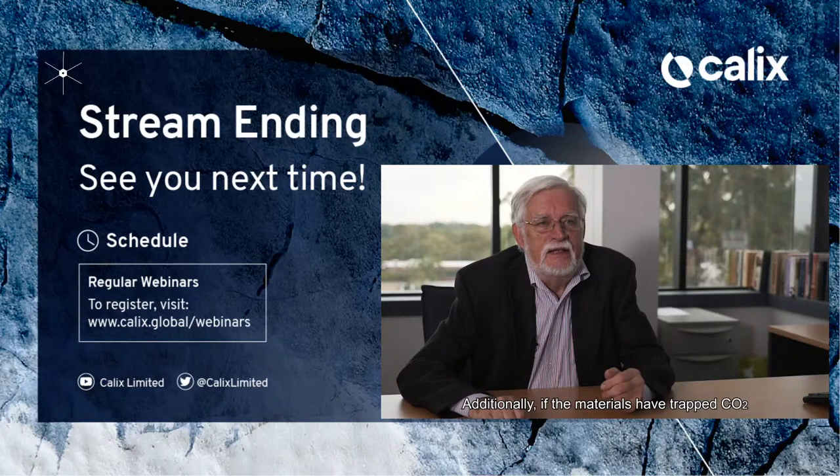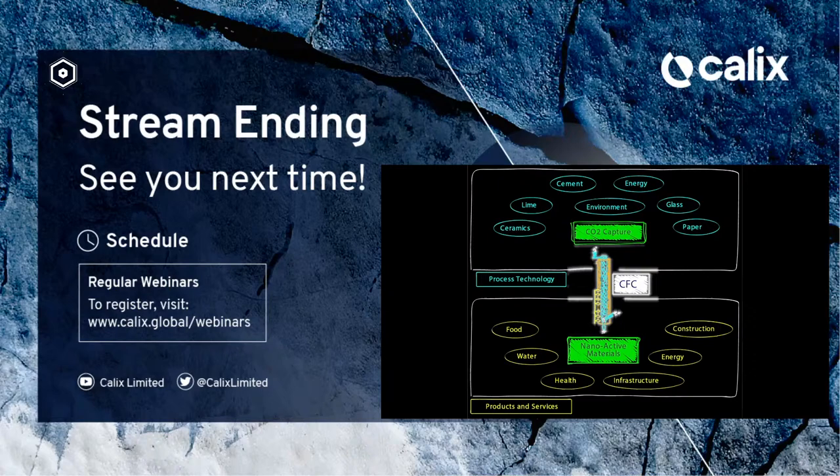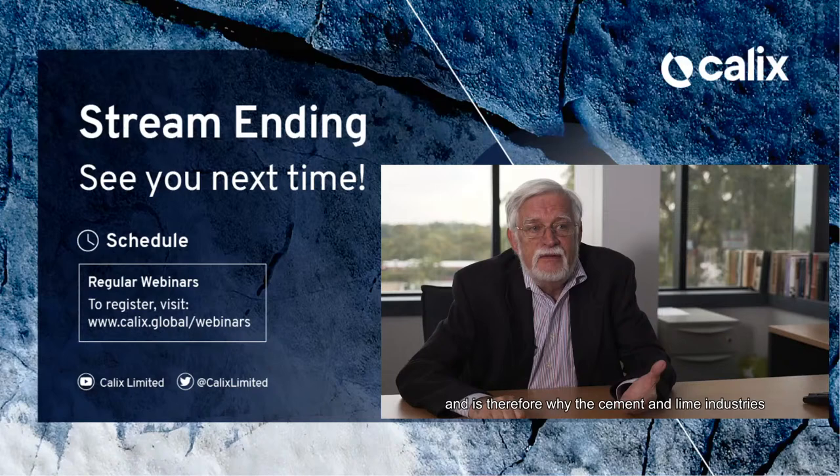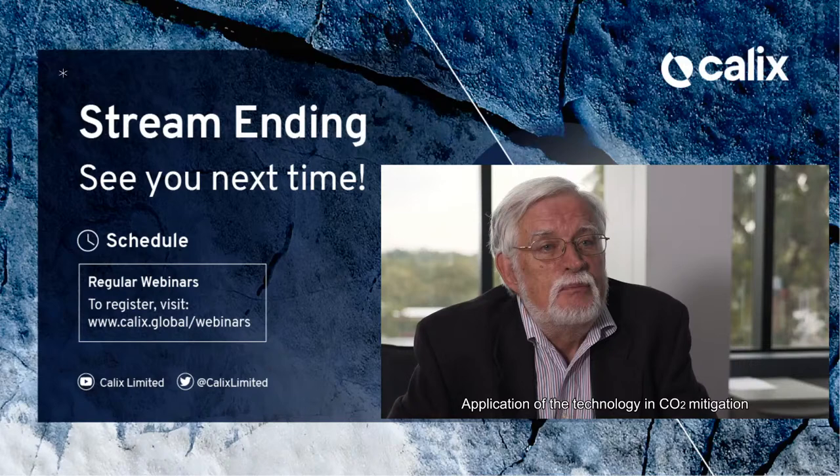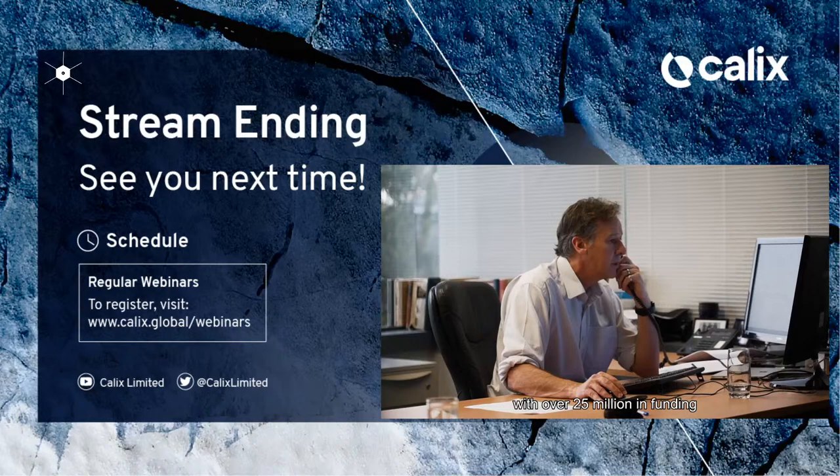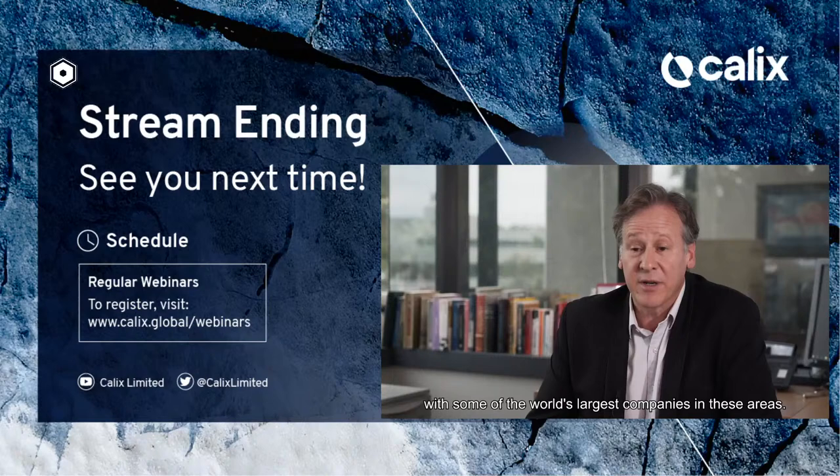Additionally, if the materials have trapped CO2, the technology can separate that CO2 directly for no additional energy penalty. For example, limestone by weight is approximately 50% CO2, which is released as a gas when making lime, and is therefore why the cement and lime industries are very CO2 intensive. Application of the technology in CO2 mitigation is thus of interest to those industries. And we're piloting these programs with over 25 million in funding from Australian and European governments. And we are working with some of the world's largest companies in these areas.